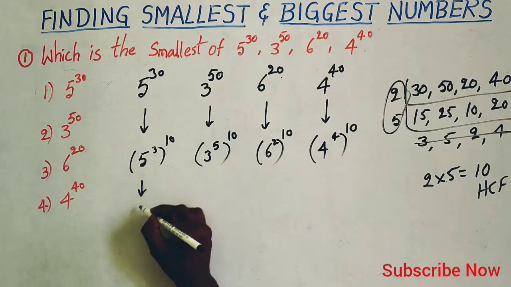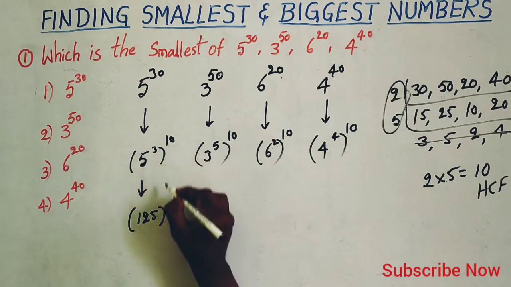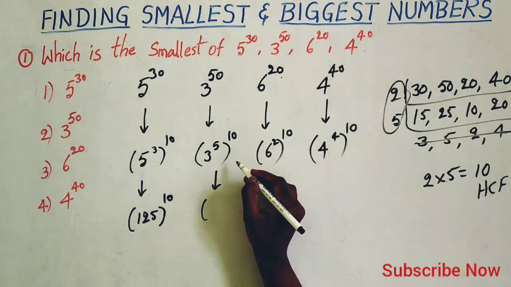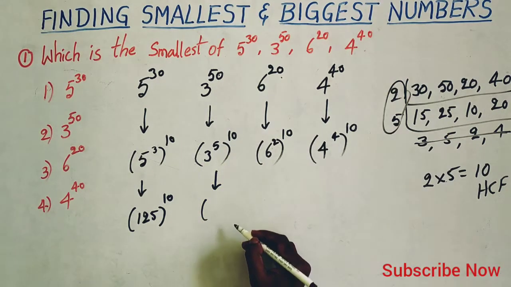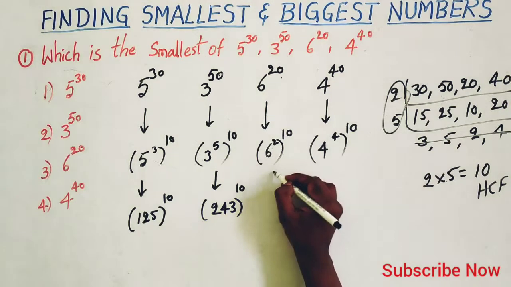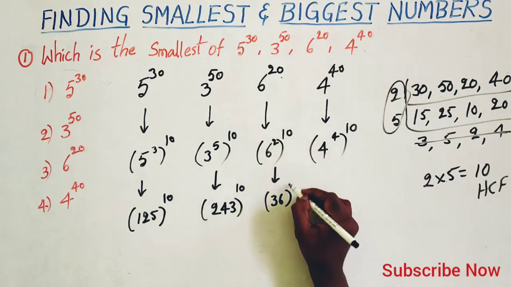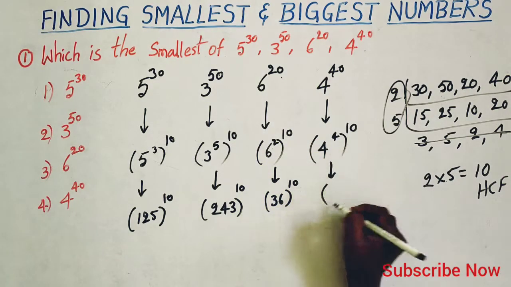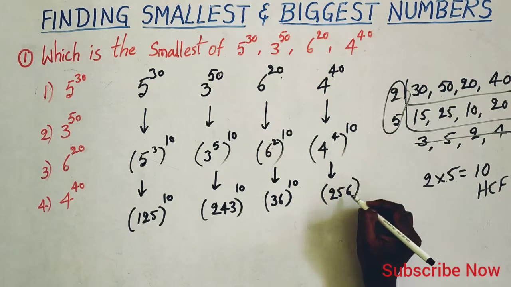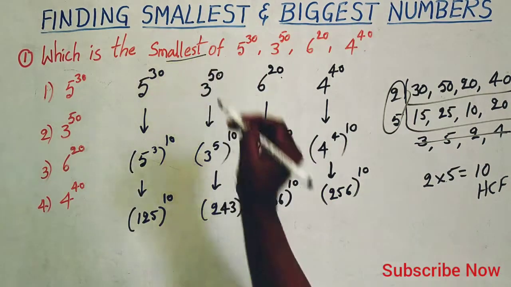Now the next step: 5 cube is 125 whole power 10, and 3 power 5 is 243 whole power 10, and 6 square is 36 whole power 10, and 4 power 4 is 256 whole power 10. So here we need to find the smallest number.